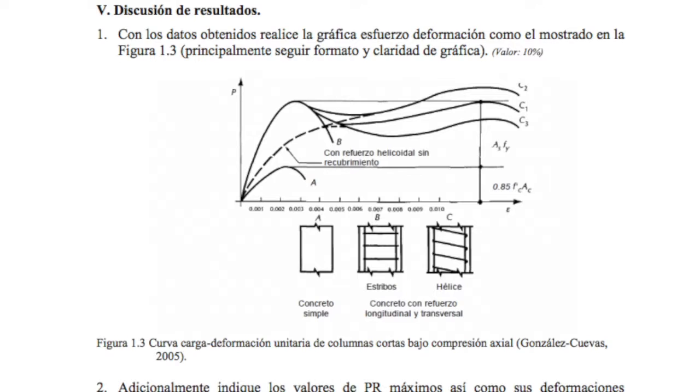As we can see in this graph, there are the three types of columns. A is a simple column, it doesn't have much resistance. B is a reinforced column, the resistance has increased. And the third is a helix column. As we can see, it has a second and major maximum.